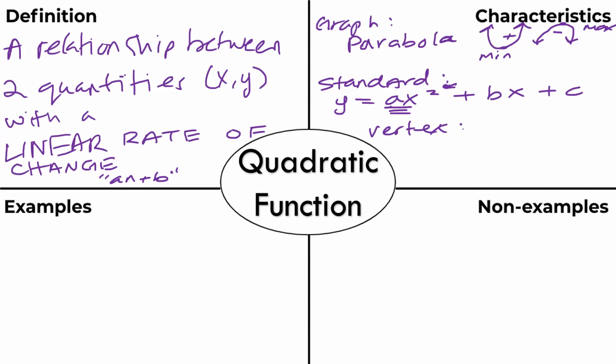So vertex form, I'm going to write it using function f of x, because f of x and y are interchangeable. And that's going to be f of x equals a times x minus h squared plus k. This is called vertex form because h and k represent your vertex.